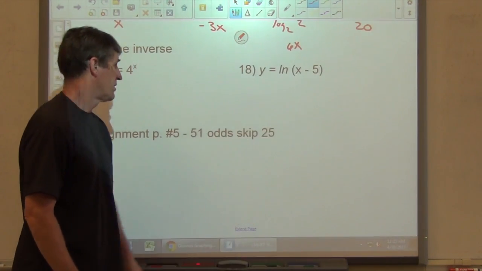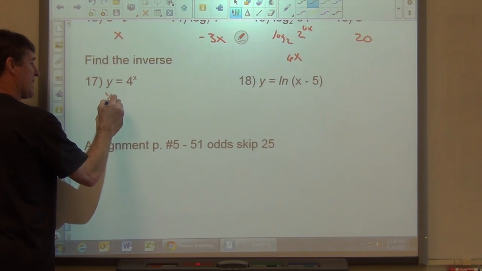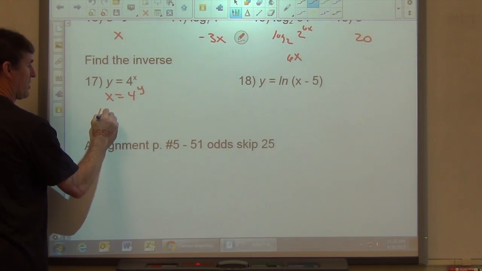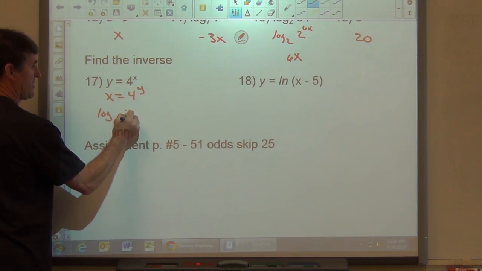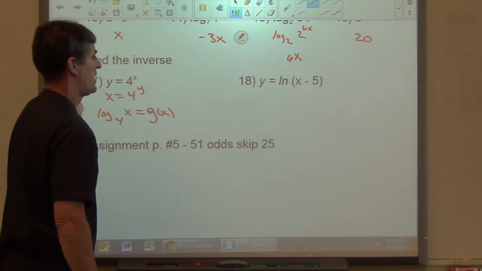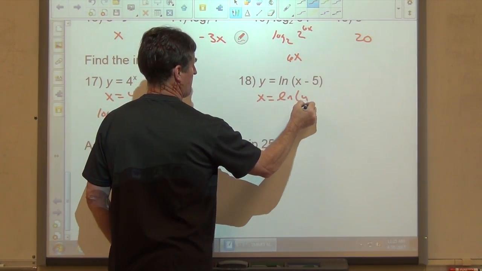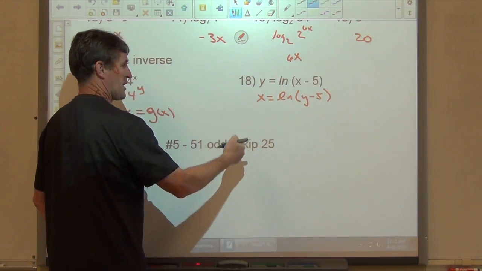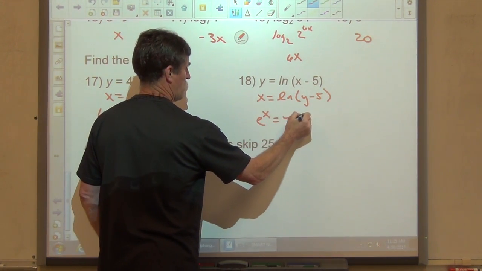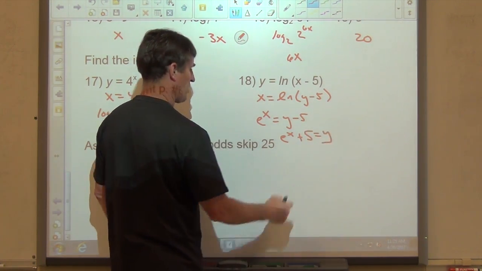And then the last two, the more difficult. To find the inverse, we should switch the x and the y, and now change it to logarithmic form. So it's log, my base is 4, my answer is x, equals y, or g of x for the inverse. And then this one, again, we're going to switch the x and the y. Convert it to exponential form, so ln, our base is e, our exponent is x, our answer is y minus 5, and then move the 5 over, so e to the x plus 5 equals y is what you should have gotten.